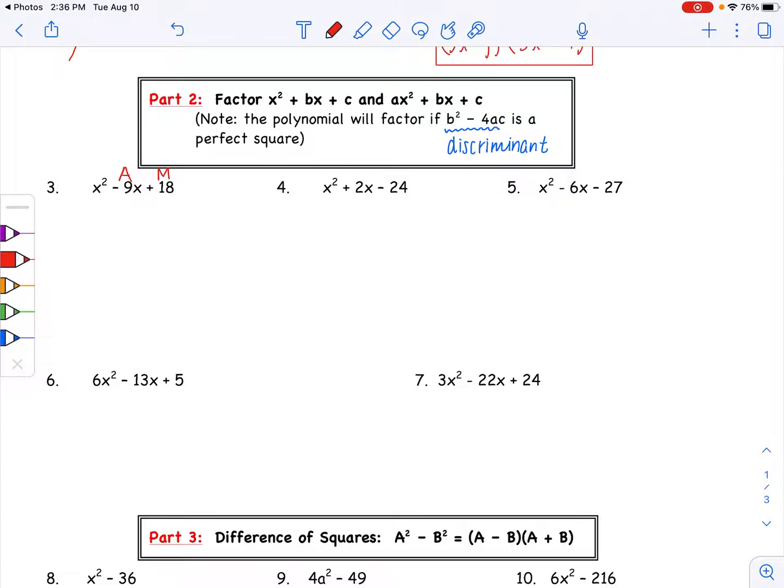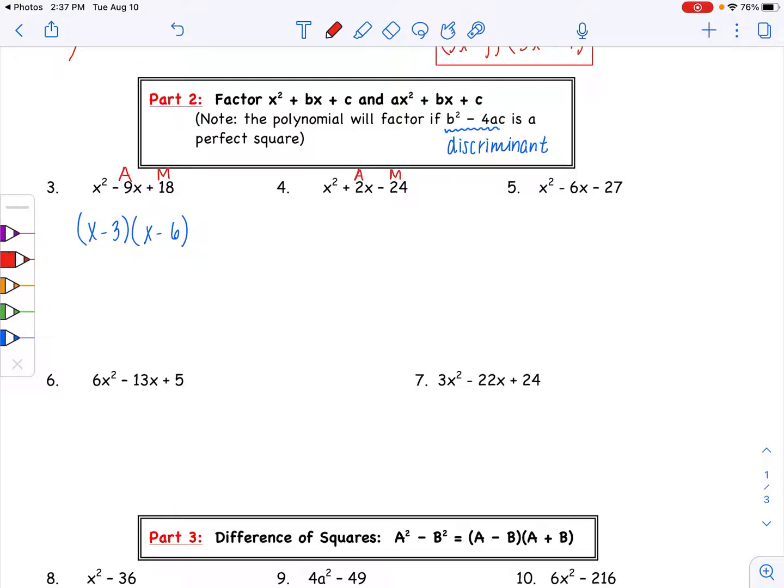If you need to write out factors to the right, please do so. But to me, I'm jumping to the fact that negative 3 and negative 6 add to negative 9, and look at that, they multiply to 18. You just factored.